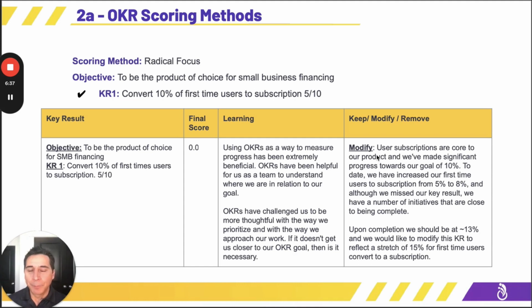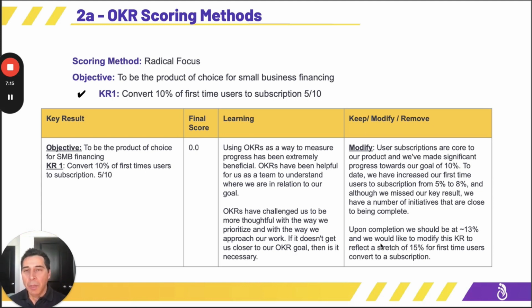And in this case, the team decided that they were going to modify the OKR, right? Okay, so what does that mean? Well, let's read through this. User subscriptions are core to our product, and we've made significant progress towards our goal of 10%. To date, we have increased our first-time users to subscription from 5% to 8%. And although we missed our key result, we have a number of initiatives that are close to being complete. Upon completion, we should be at approximately 13%, and so we would like to modify this key result to reflect a stretch of 15% for first-time users converted to subscription, right?